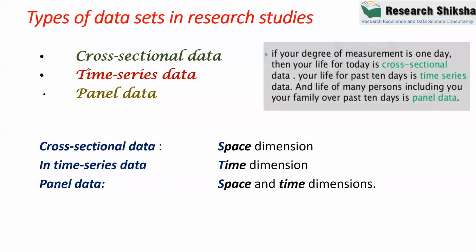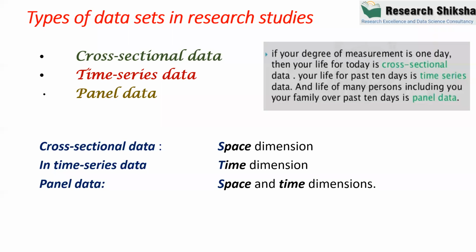Now, the second type of data is time series data. The time series data is simply when you collect the data over a period of time in chronological order. That data is known as time series data. And panel data has two things. When you collect the data of many people, many cross-section units, for many time periods, this data is known as panel data. But this is the definition given in most of the books.